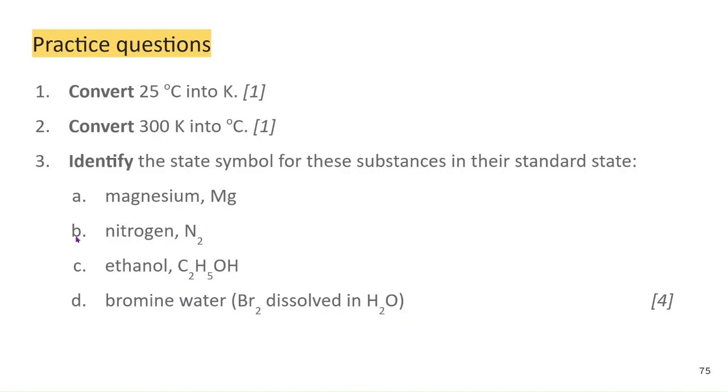Nitrogen is the other big part of our atmosphere. Right? Our atmosphere is about 80% nitrogen, 20% oxygen, roughly. So nitrogen is a gas in standard state. Ethanol is a liquid. You might find this in certain types of gasoline. It's in alcoholic drinks, right? And then bromine water. That would mean bromine is dissolved in H2O. This is again the AQ, aqueous, because bromine is dissolved in the water.